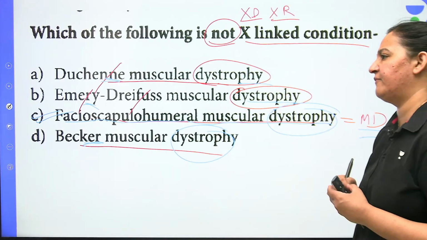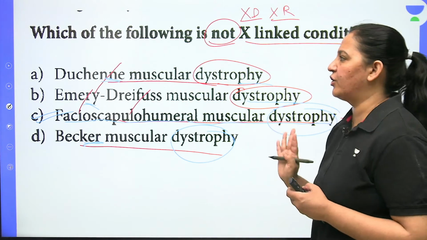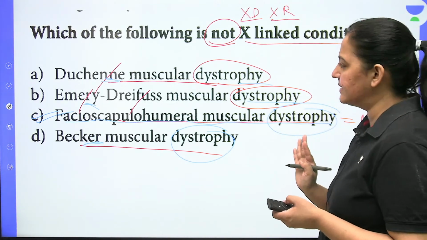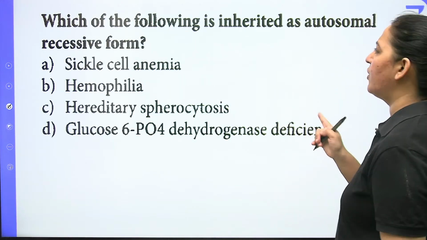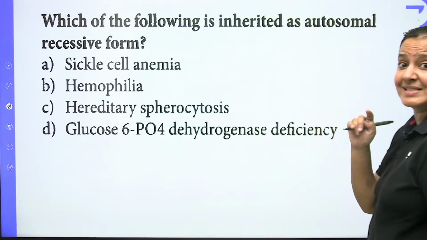Now everyone give me a thumbs up if you got it. Everyone. So it was a tricky question. I guess it was a tricky question. Yes, isn't it? So coming to the next question. The next question is in front of you. Which of the following is showing autosomal recessive trait?